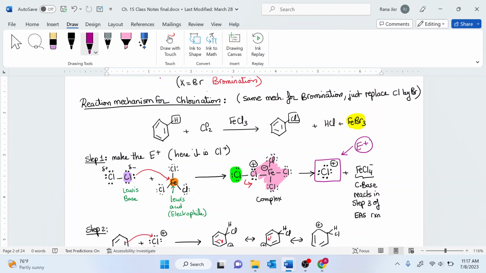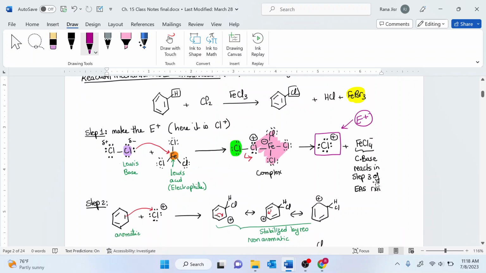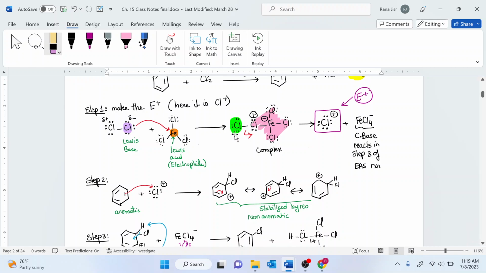So once you form your electrophile, the FeCl4 will be the conjugate base in the solution. And this is the base that we're going to use in order to restore the aromaticity of the benzene. So once you create the electrophile, then benzene is going to react with that electrophile by a nucleophile-electrophile reaction.